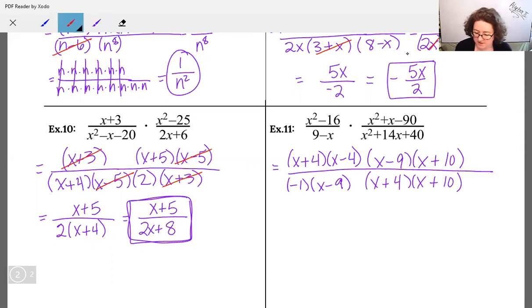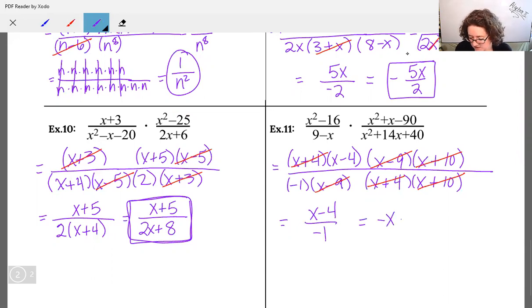So then I can start looking for my common terms. I have a plus 4 and a plus 4. I have an x minus 9 and an x minus 9. I have an x plus 10 and an x plus 10. And the only things we are left with are x minus 4 in the numerator and a negative 1 in the denominator, which I could, if I wanted to, write as negative x plus 4.